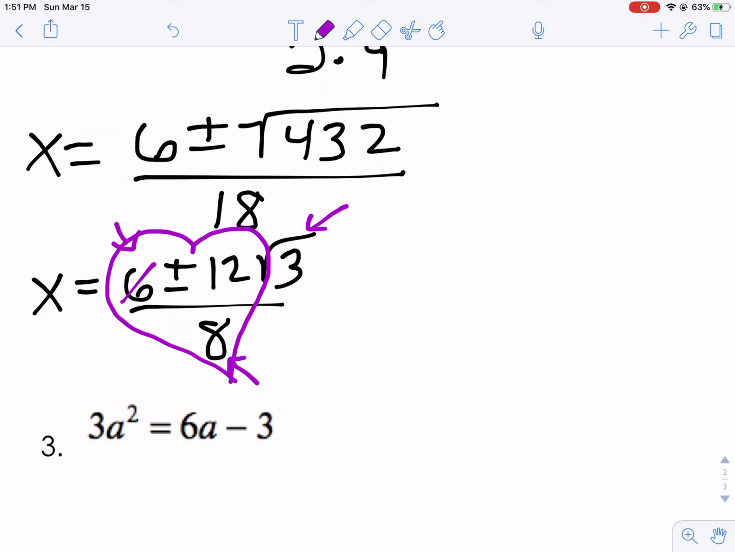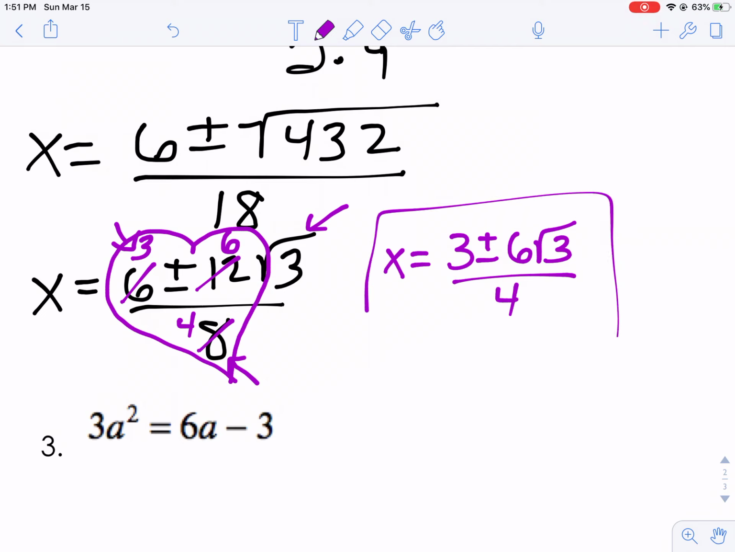So 6 divided by 2 is a 3. 12 divided by 2 is a 6, and 8 divided by 2 is a 4. If you can divide all 3 of them, do it. If you can't divide all 3 of them, then you leave it alone, and that's your answer. So now, since I could divide them all, my final answer is x equals 3 plus or minus 6 square root of 3 all over 4. Final answer, do not try to simplify the 6 and the 4. If you can't do it to all of them in the heart, then you don't do it at all. So we stop right there.